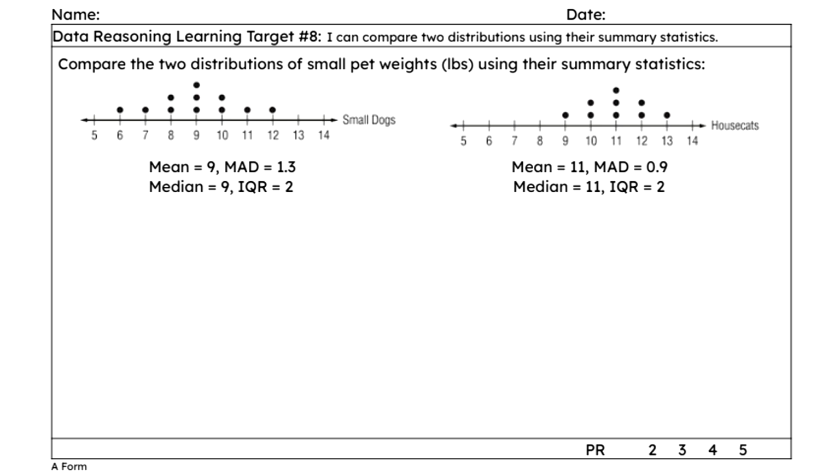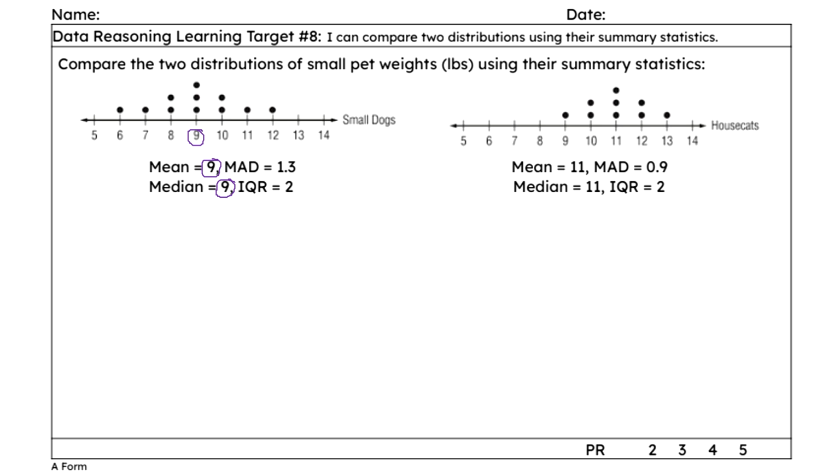So on the left, we've got a dot plot for small dogs, and we've got house cats on the right. The summary statistics of mean, median, MAD, and IQR are listed on the bottom of each of those. So let's talk about center first. For center, we've got a mean average of 9 for small dogs, so that's your fair share average. We also have a middle value of 9, that's your median right here. So in general, on average, small dogs weigh about 9 pounds.